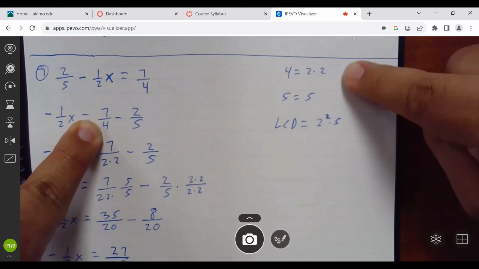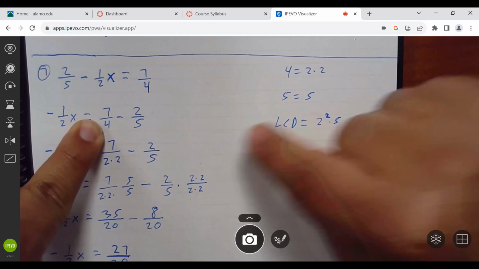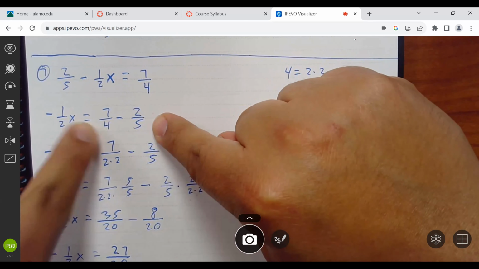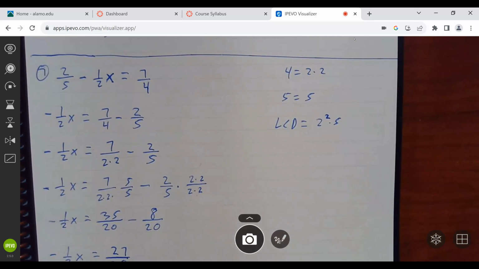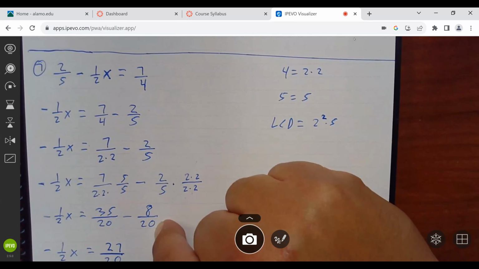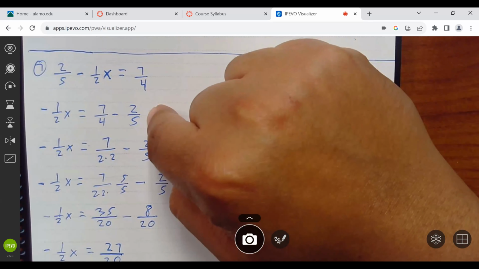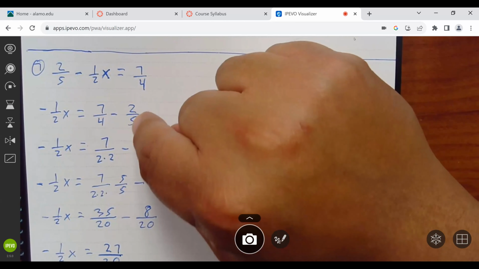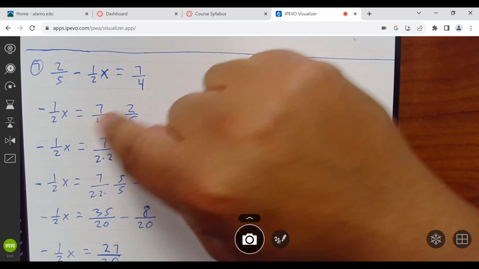Alright, you can find it doing it this way. You can also find it by trying to figure out the smallest number that is divisible by both 4 and 5. Right, it's gonna be 20. 20 is divisible by both 4 and 5. You agree? So that means I need to change them both to 20, that's 20s.